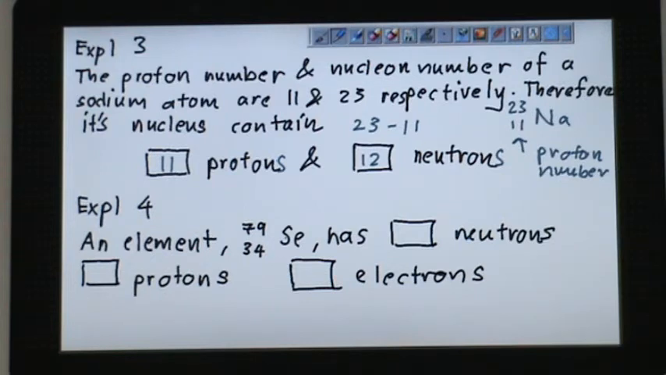Example 4. An element, selenium 79, 34, how many neutrons are there? The number of neutrons should be 79 minus 34. You should be able to get 45 neutrons. How many protons are there? 34 protons. How many electrons are there? This is a neutral element, so it should be 34 electrons as well. 34 protons, 34 electrons.